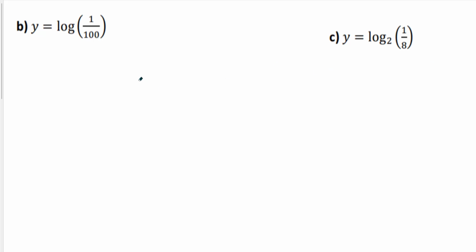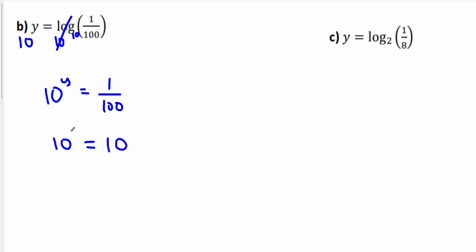All right, but for this one, remember the base value is 10, right? So I'm going to raise everything to the power of 10. 10 to the power of y, and 10 to the power of log base 10 is also here. Yeah, these cancel out. So 10 to the power of y is equal to 1 over 100. What you need to realize is that 1 over 100 can be written as 10 to the power of something. What is that exponent?